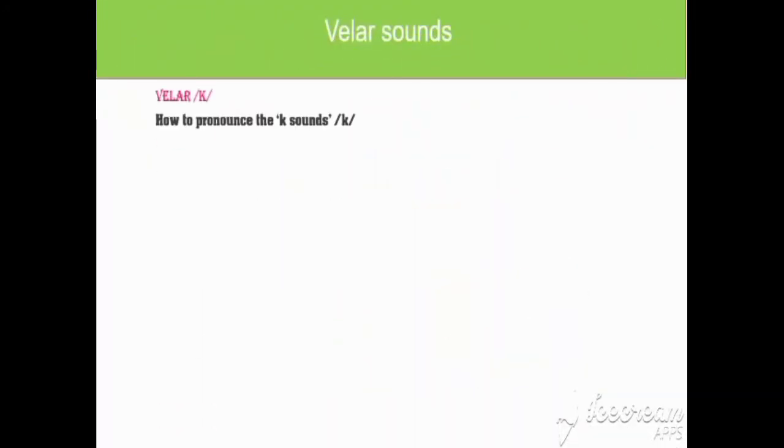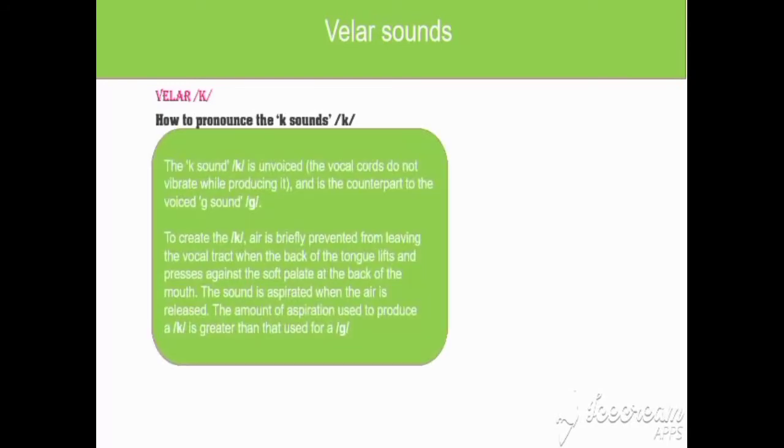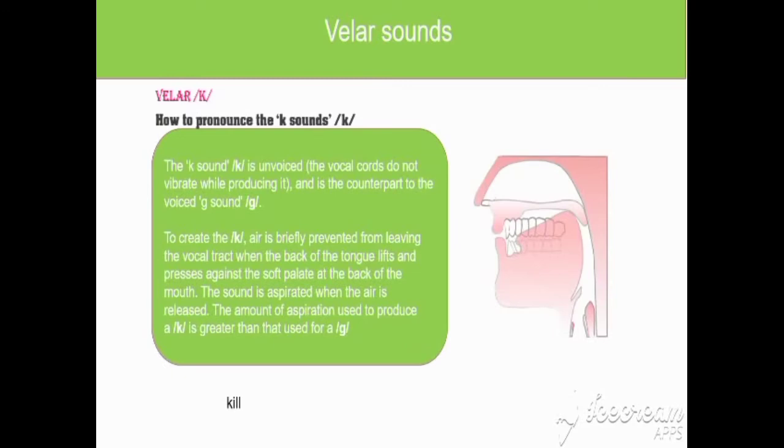Velar sounds. Velar k. How to pronounce the k sound? The k sound is unvoiced. The vocal cords do not vibrate while producing it, and it is the counterpart to the voiced g sound. To create k, air is briefly prevented from leaving the vocal tract when the back of the tongue lifts and presses against the soft palate at the back of the mouth. The sound is aspirated when the air is released. The amount of aspiration used to produce a k is greater than that used for a g. Examples: kite, kill, kitchen.